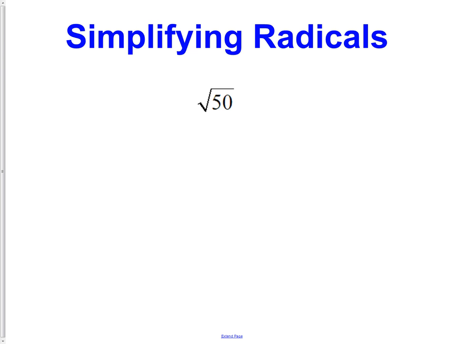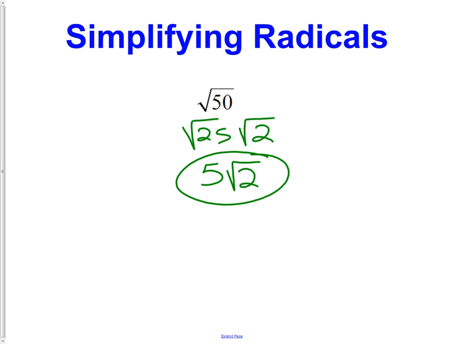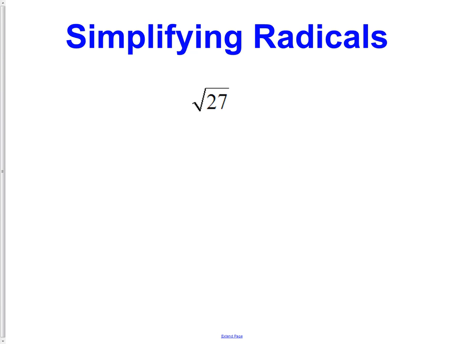We can break that down into the square root of 25 times the square root of 2. The square root of 25 we know is 5, and the square root of 2 we just would leave as the square root of 2. That would be called simplified. How about the square root of 27? We could break that down into the square root of 9 times the square root of 3. The square root of 9 is 3, so we have 3 root 3 as a simplified radical.